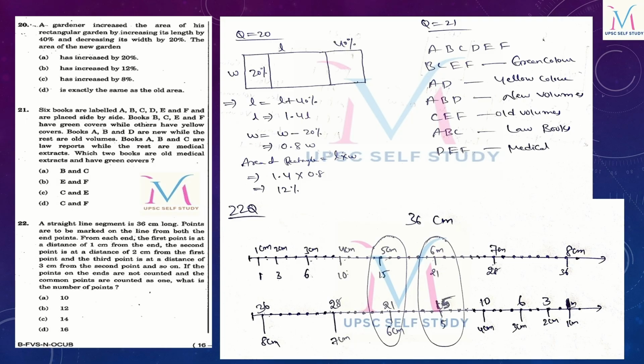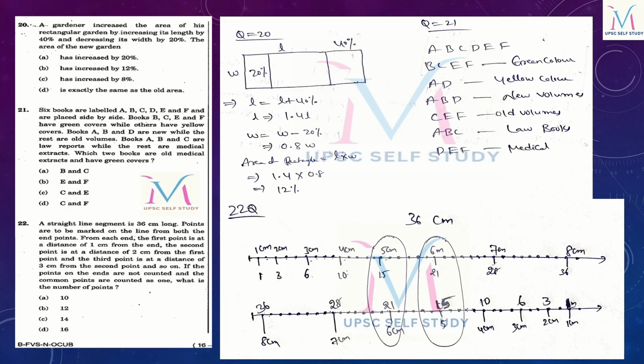So, which two books are old medical extracts and have green covers? The green books are B, C, E, F. The medical books are D, E, F, and the old books are C, E, F. So the old medical books with green covers are E and F.